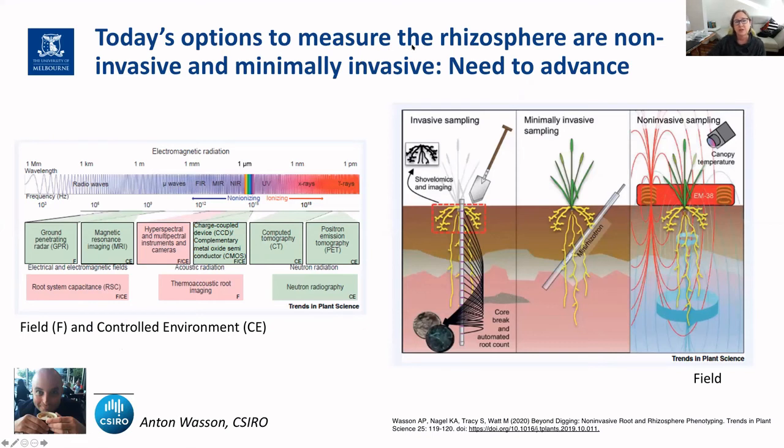Today's options to measure the rhizosphere, remember I'm always including roots in the rhizosphere, are non-invasive and minimally invasive. Actually, in this recent review in Trends in Plant Science, we showed all the technologies that have been reported in the literature. In controlled environments, some of them are very, very early in stages of development. Some of them have really shown to have very limited uses. And some of them are very exclusive to certain laboratories because of their expense. And some of them can only be used in controlled environments. Very few of them can be used in the field.